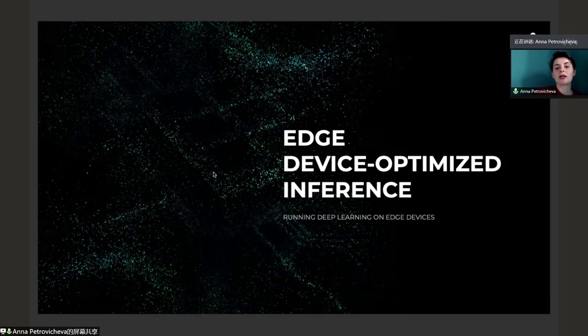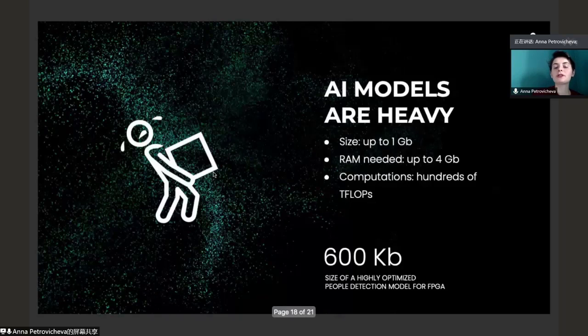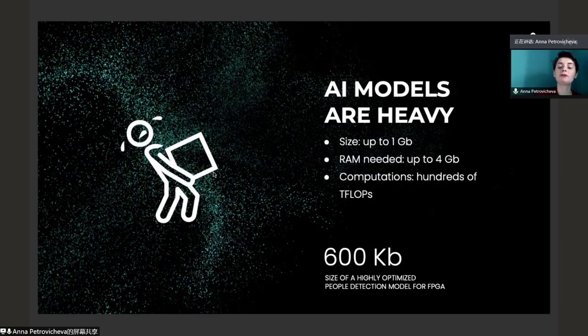So let me talk a bit about edge device optimized inference, right? I talked about why moving to the edge devices makes so much sense. But it also comes at the cost of optimizing the neural networks for edge device inference. First, artificial intelligence models are very heavy. They are big, they can be up to 1 gigabyte in size. They require a lot of memory to run, and they require a lot of computations, right? State-of-the-art models require hundreds of teraflops to run a single inference on a single frame.